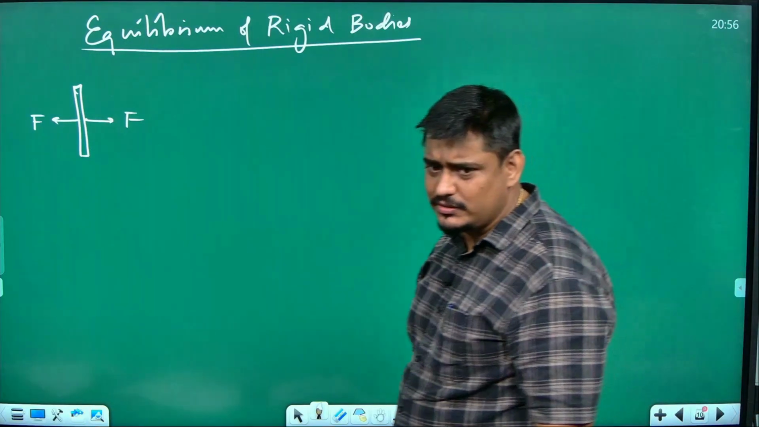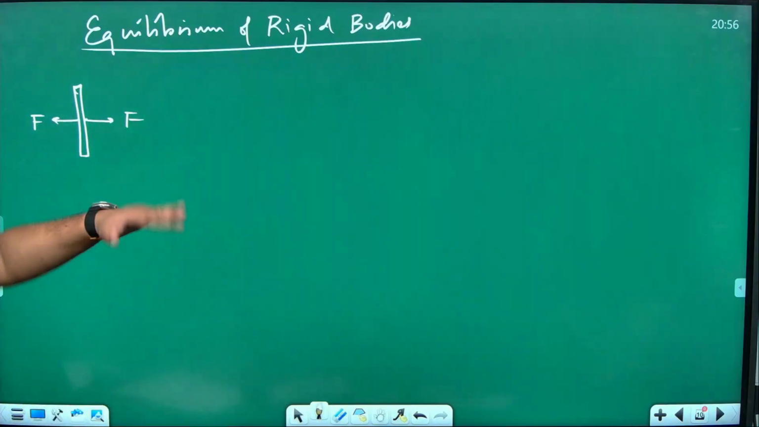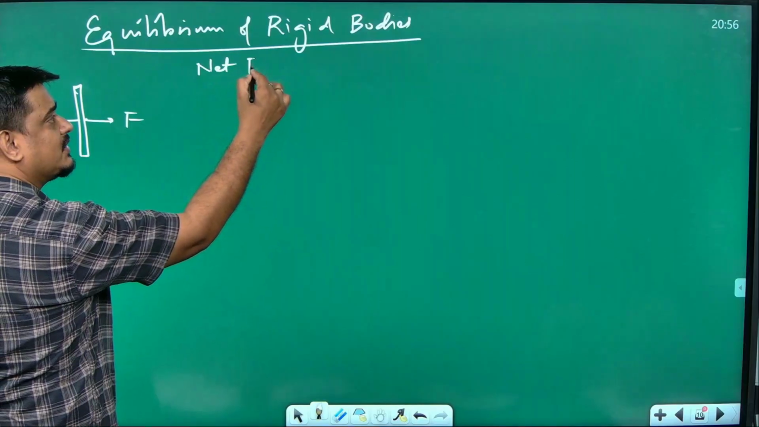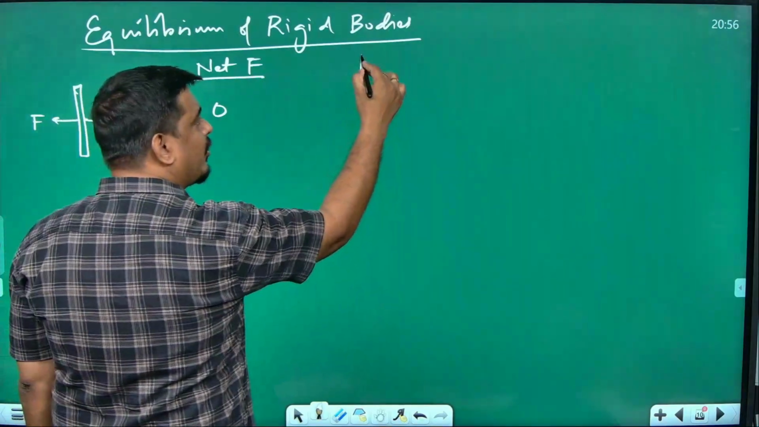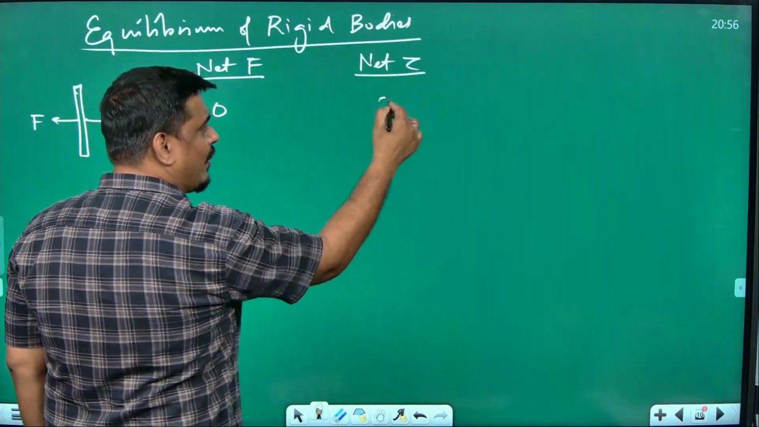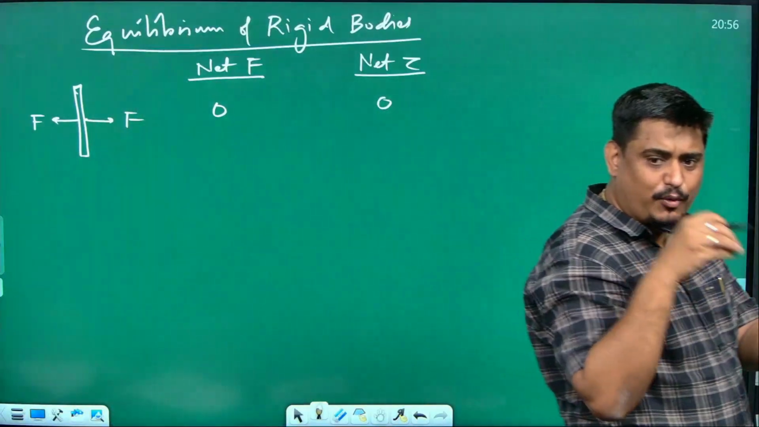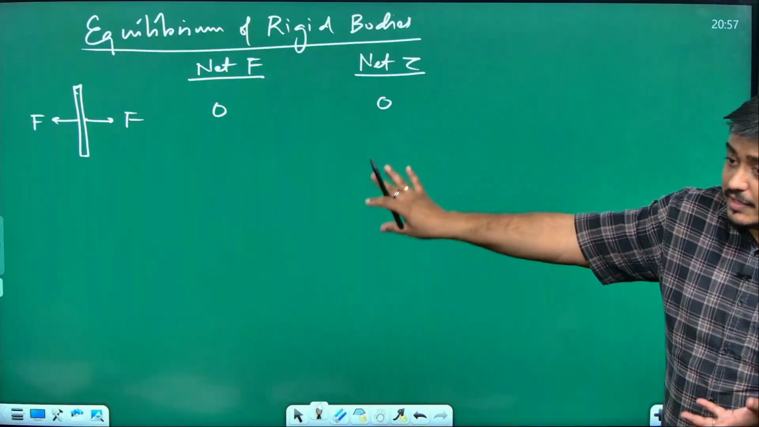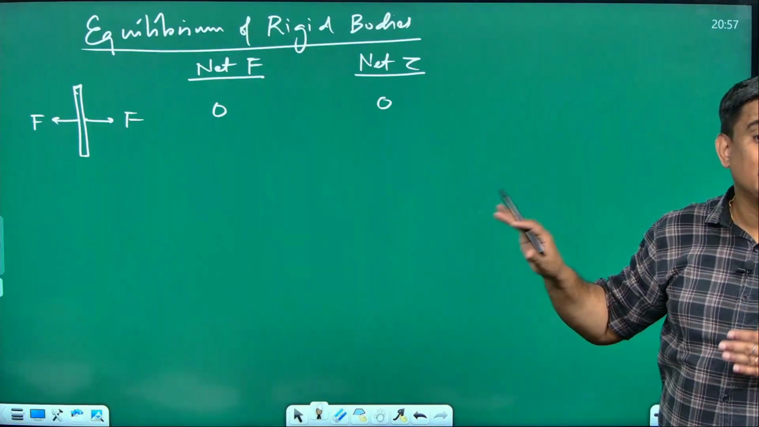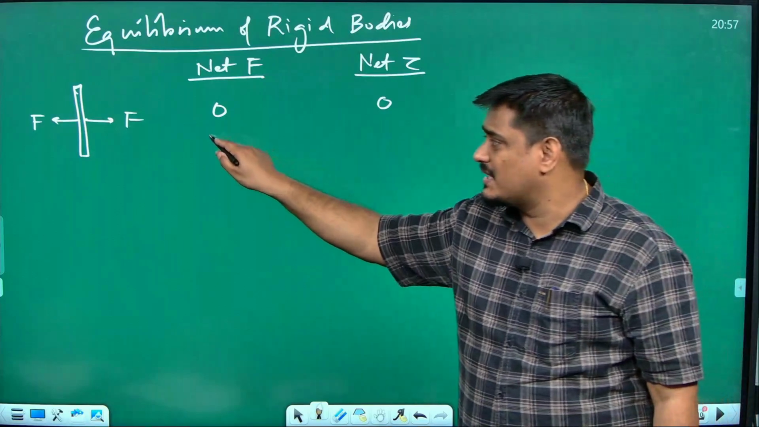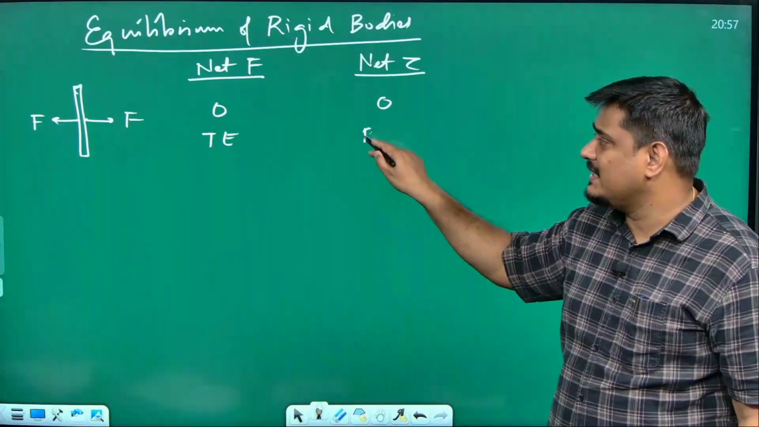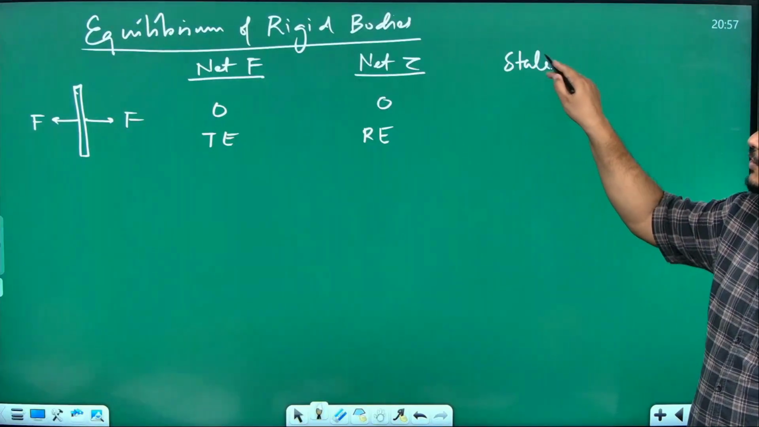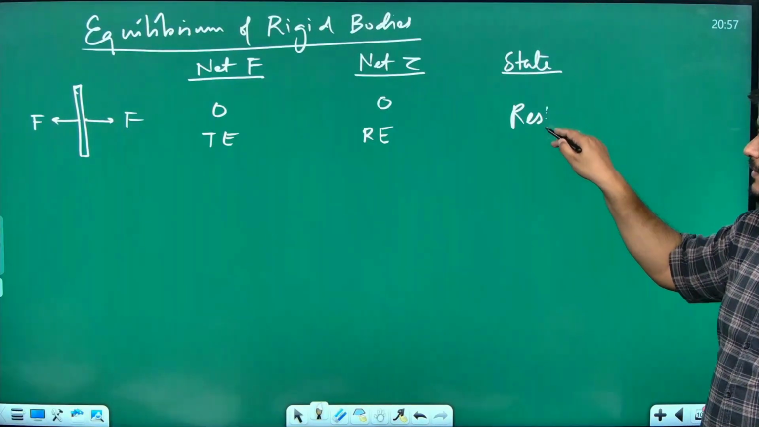Will the body have any motion? Obviously not. F minus F will become 0. So the net force on the body is how much? Net torque on the body is how much? Obviously 0. How torque can be there? For torque to come, there must be a force and there must be a perpendicular distance. So body is said to be in rotational equilibrium as well as in translatory equilibrium. So body is in translatory equilibrium also, body is in rotational equilibrium also, and the body obviously will be in a state of rest. Do you agree with me?